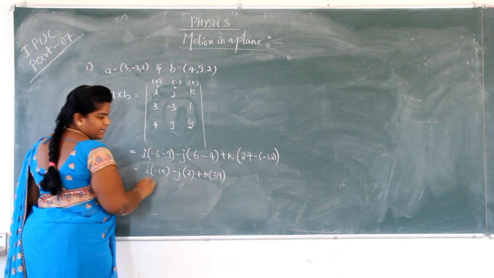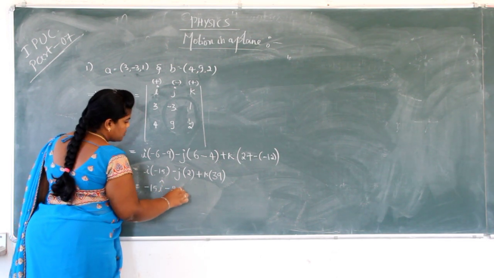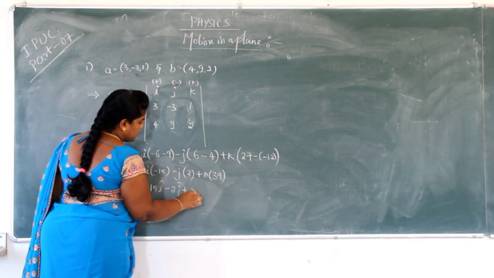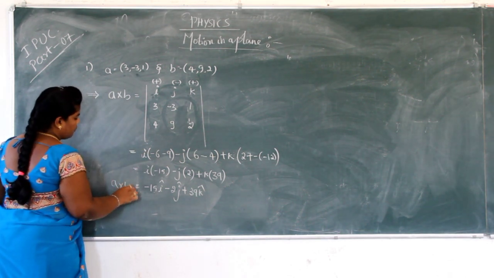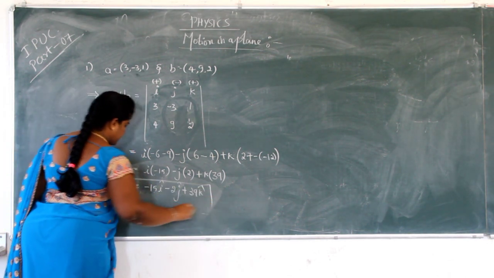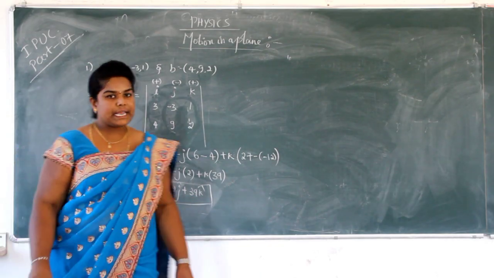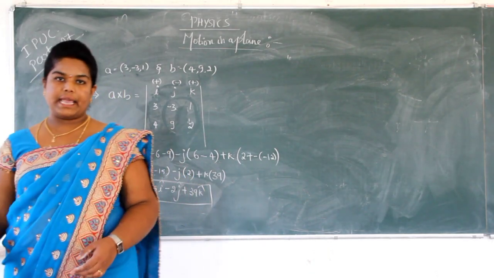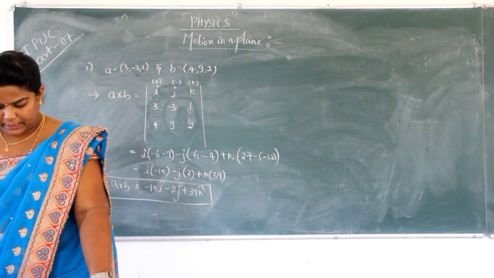So let us write this completely. Minus 15 i cap minus 2 j cap plus 39 k cap. See my dear students, the cross product of A and B is equal to minus 15 i cap minus 2 j cap plus 39 k cap. This is how to calculate the cross product of two vectors.